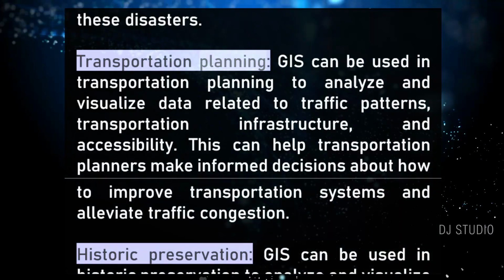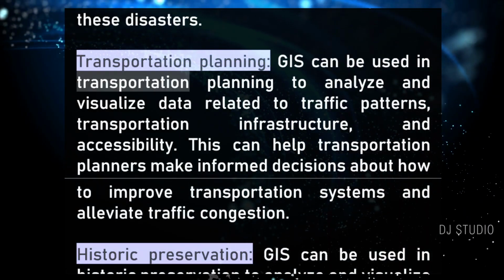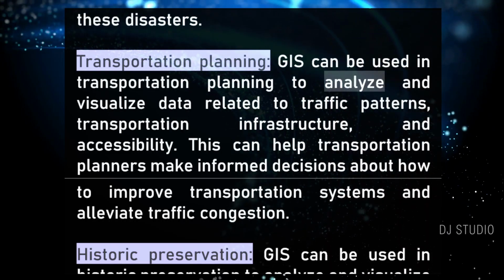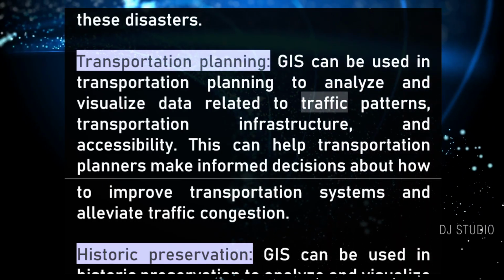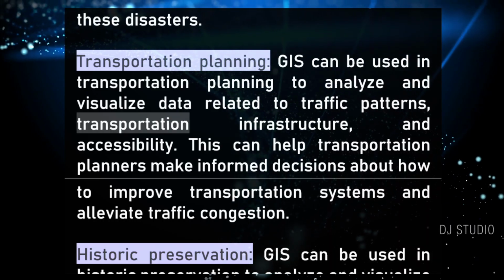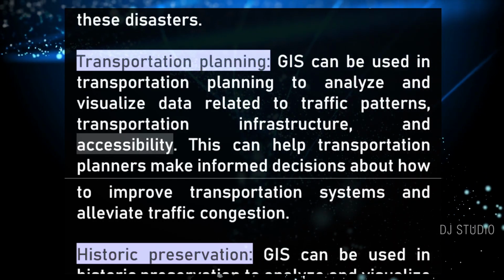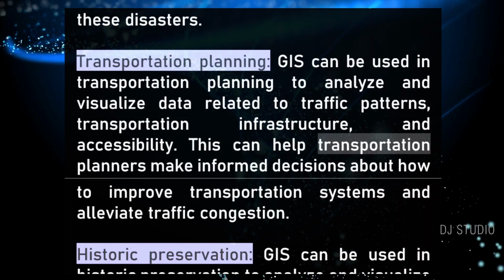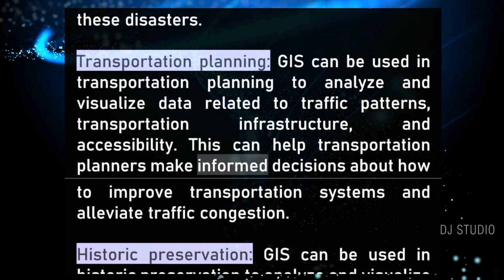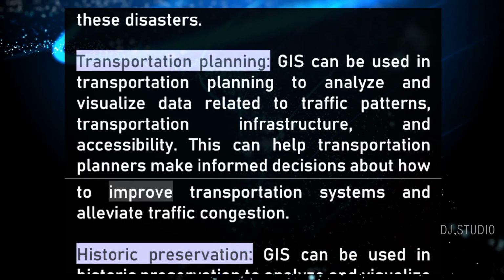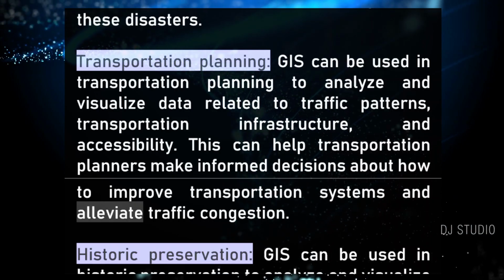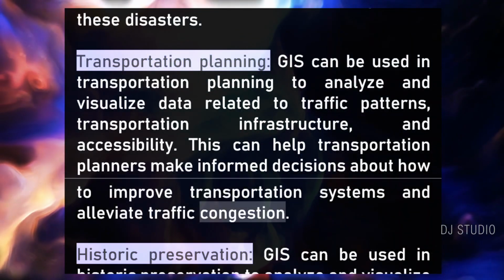Transportation planning. GIS can be used in transportation planning to analyze and visualize data related to traffic patterns, transportation infrastructure, and accessibility. This can help transportation planners make informed decisions about how to improve transportation systems and alleviate traffic congestion.